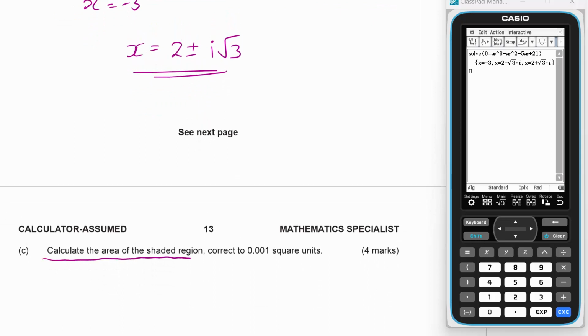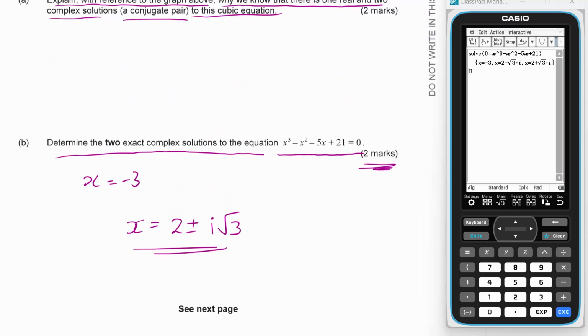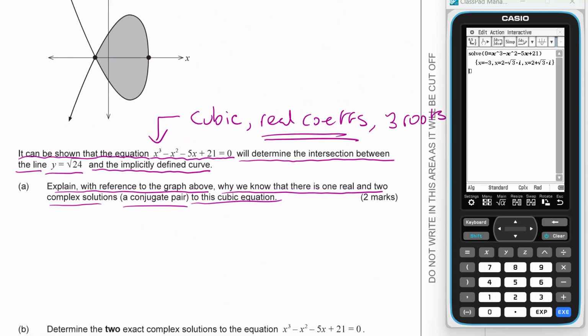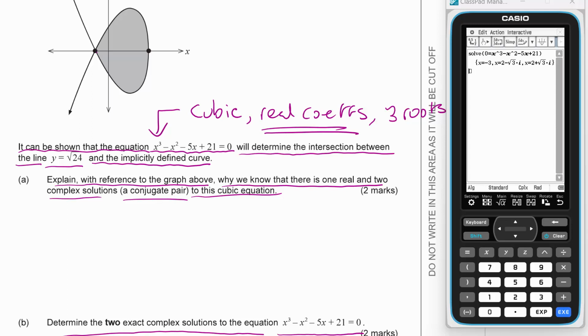Calculate the area of the shaded region correct to 0.001 square units. So the shaded region is here. So we know that we can do that as the integral of y dx. And if we work out this top part, because of the symmetry, we can just double that.